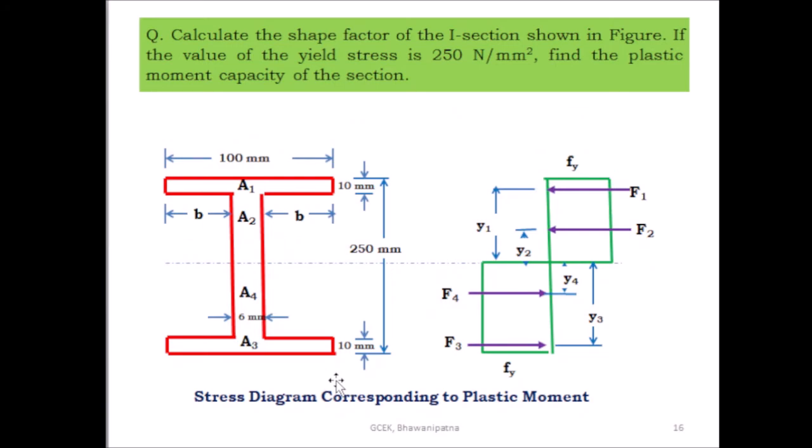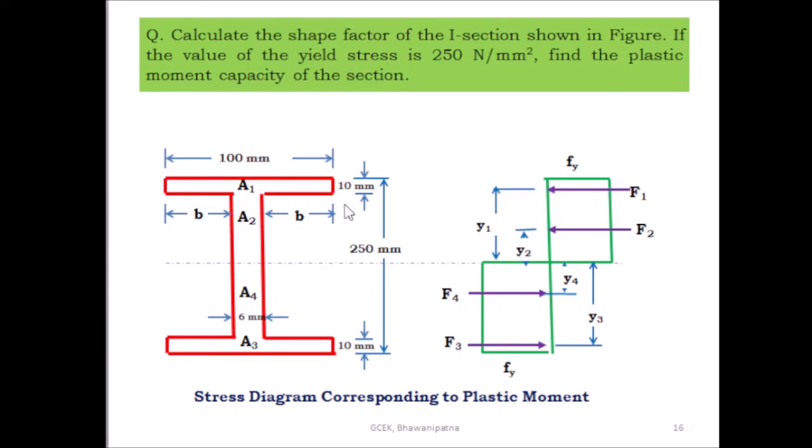Then coming to the first problem, calculate the shape factor of the I section shown in the figure. If the value of the yield stress is 250 Newton per mm square, find the plastic moment capacity of the section. So here first you have to find out the plastic moment capacity, then you have to find out what is the shape factor.